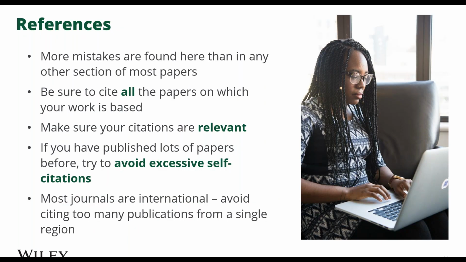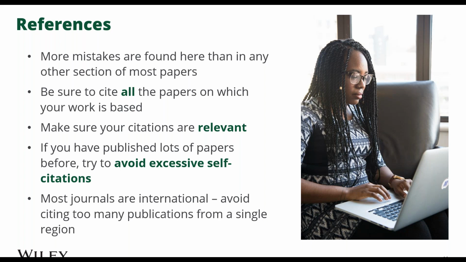Another section of your article that you need to pay a lot of attention to is the references. More mistakes are found in this section than in any other part of most papers. So it's important to make sure that these are accurate and consistent. Your references should also be in the reference style used by the journal that you're submitting to. You can find out what that is in the author guidelines, and you might need to reformat your references before submitting. You should make sure that you've cited all the papers on which your work is based.